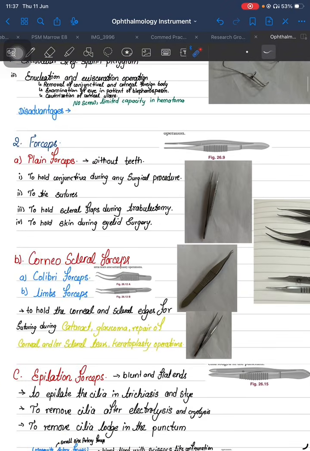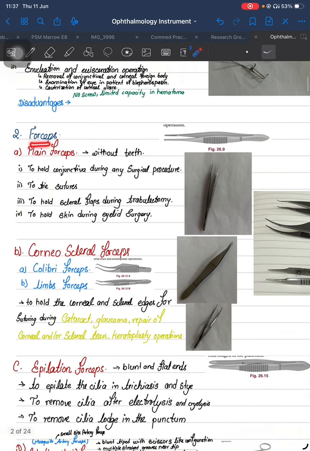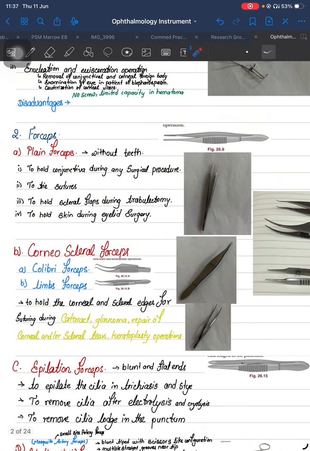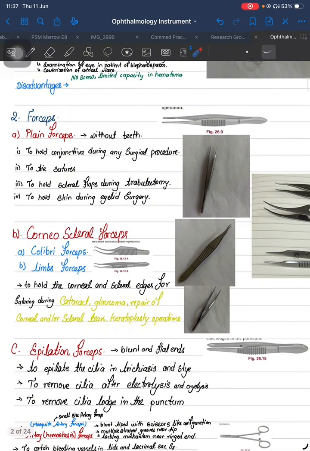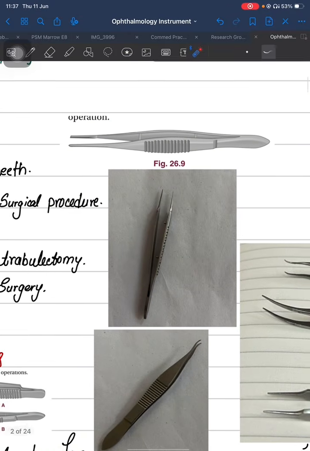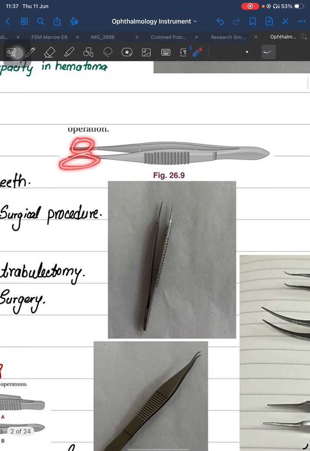Then next, let's discuss some of the forceps. First one is the plane forceps. Plane forceps means it does not have teeth, so it is called the plane forceps. We can see in the picture, the teeth are absent in the plane forceps.